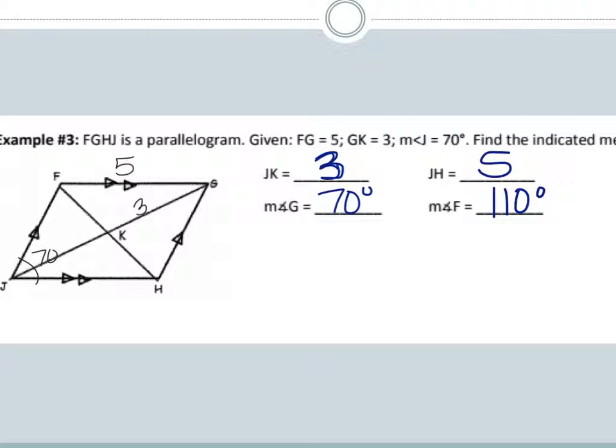Ladies and gentlemen, any questions on example 3? Are there practice problems for these on Canvas? Yes. Can I do them? I forgot to edit. Yes. The opposite angles are the same. Yes. Never mind. Okay.